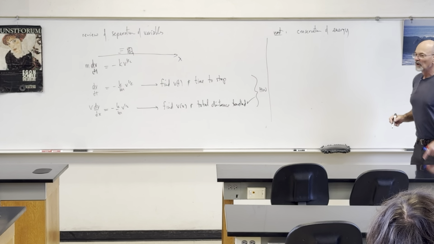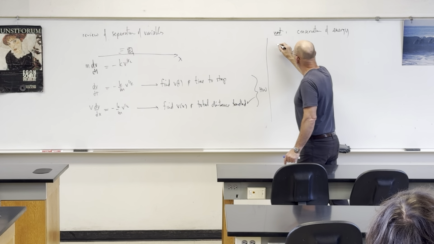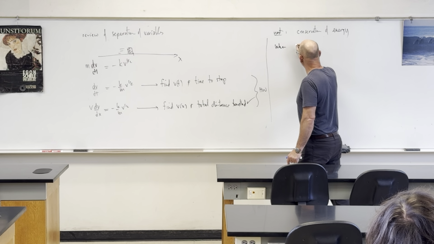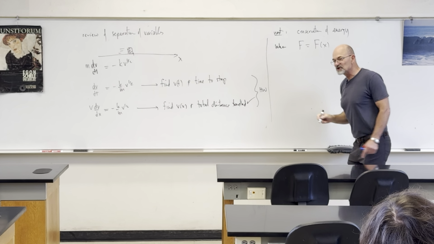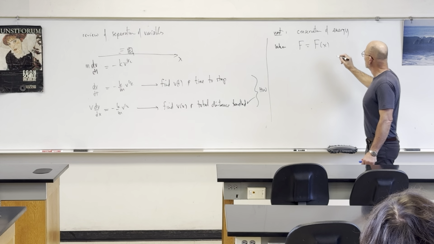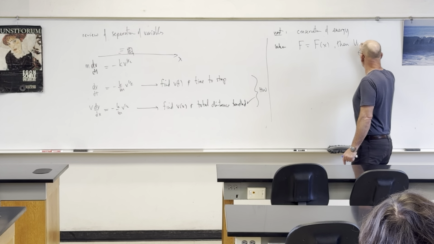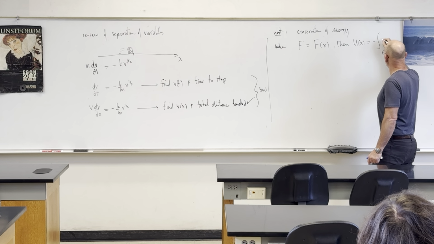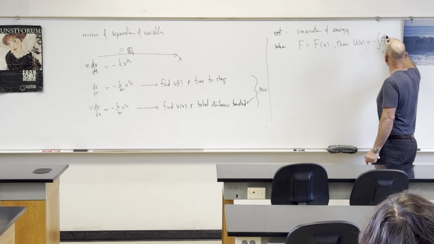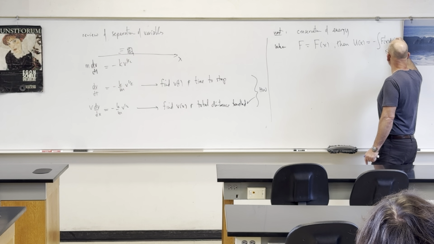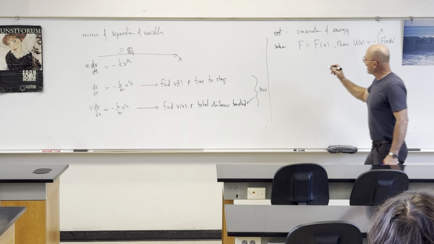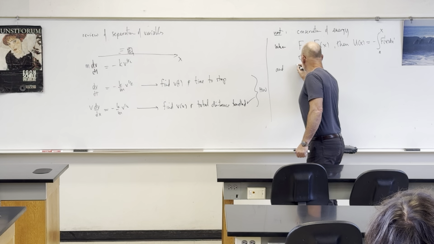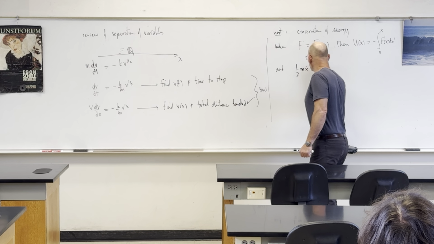So just to review, when F is purely a function of position, then we have the potential energy well defined, U of x equals minus the integral of F of x prime dx prime from a to x. So then we have the potential energy function and 1/2 m x dot squared.